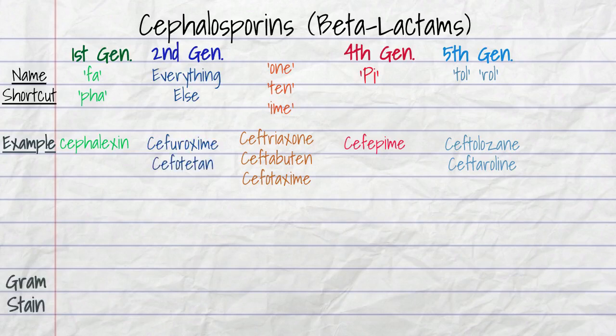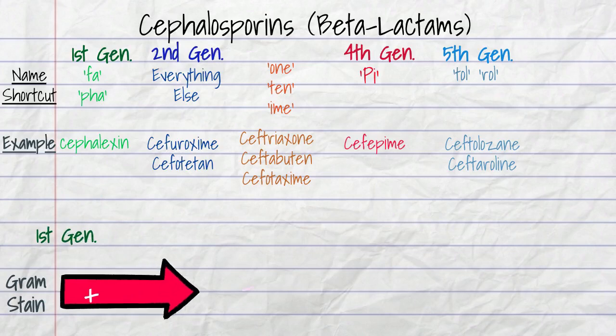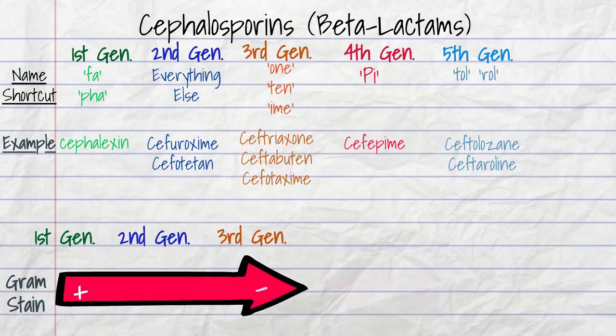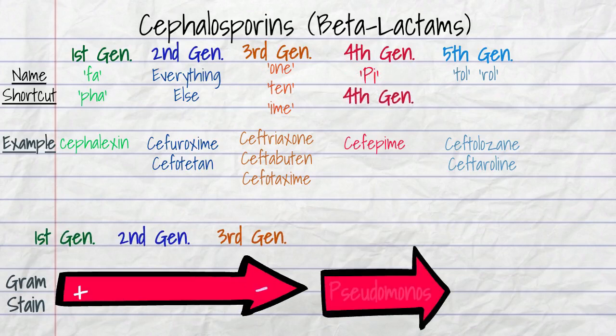Each generation has unique pathogen coverage that ranges from gram-positive beginning with first generation, progressing to more gram-negative and less gram-positive coverage in the second and third generations. Pseudomonas coverage is added by fourth-generation cephalosporins.